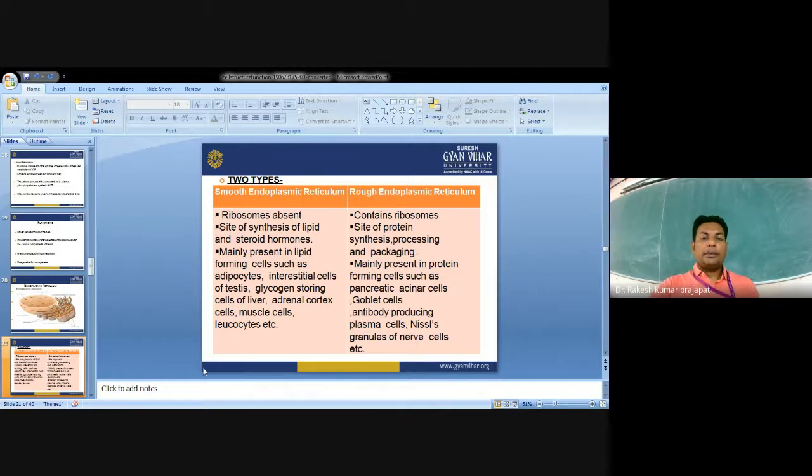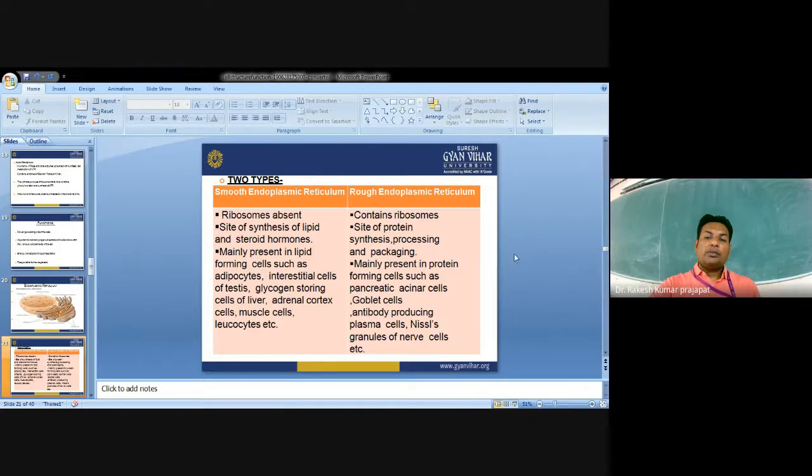Smooth endoplasmic reticulum is the site of synthesis of lipid and steroid hormone. It is mainly present in lipid-forming cells such as adipocytes, interstitial cells of testes, glycogen-storing cells of liver, adrenal cortex cells, muscle cells, and leukocytes.